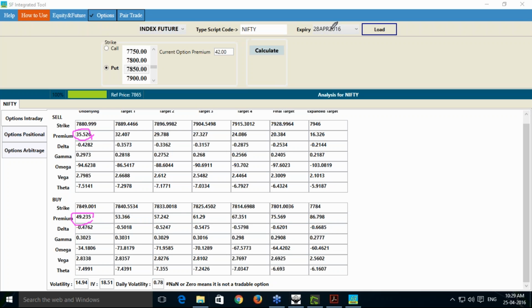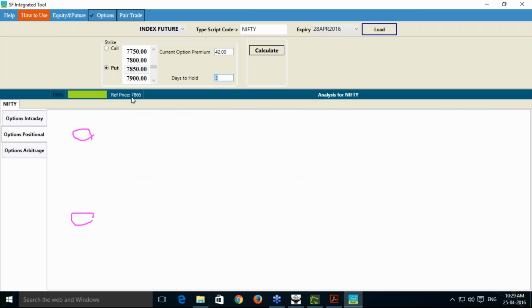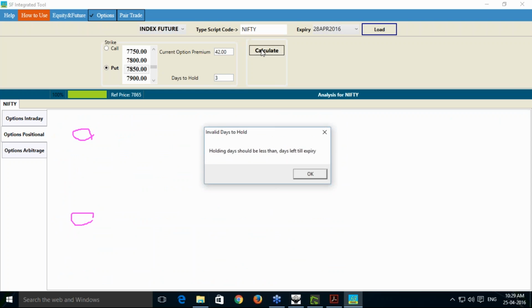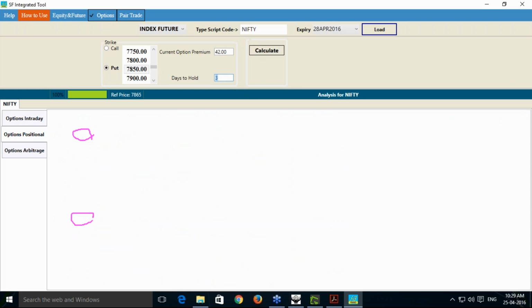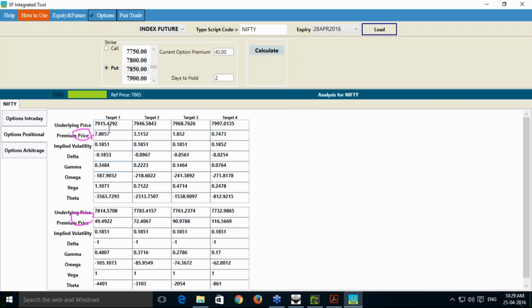Similarly, we have given one more facility for positional options. Here you have number of days to hold. Let me give 2 so that you can see what movement is going to happen in 2 days. It is suggesting you purchase at the 49 level. But if it goes to 7915 level, it will crash down to 7 rupees.